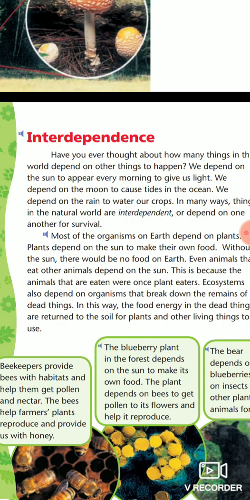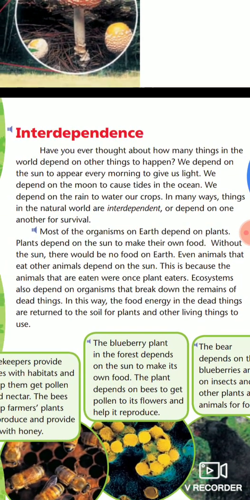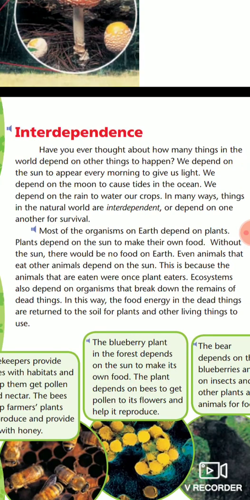Interdependence. Have you ever thought about how many things in the world depend on other things to happen? We depend on the sun to appear every morning to give us light. We depend on the moon to cause tides in the ocean. We depend on the rain to water our crops. In many ways, things in the natural world are interdependent, or depend on one another for survival.